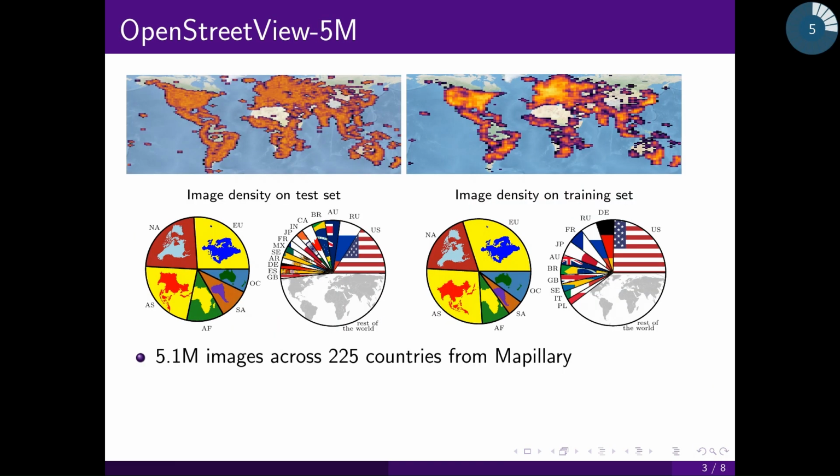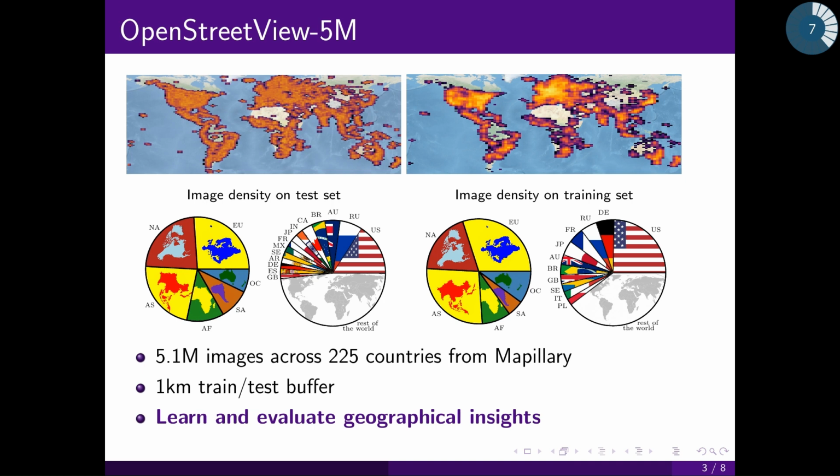So we created a new dataset with the help of Mapillary with over 5 million images across 225 countries. We also implemented a 1 kilometer buffer between train and test, so that a good geolocation score means that the model can locate an image based on geographical cues rather than just retrieving similar images from the training set.